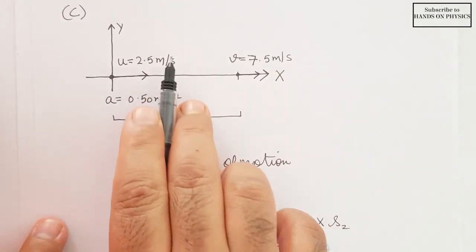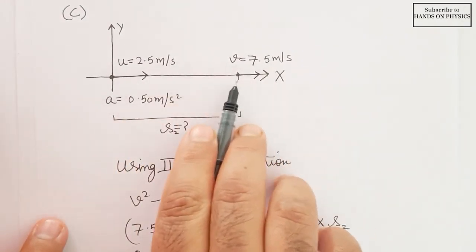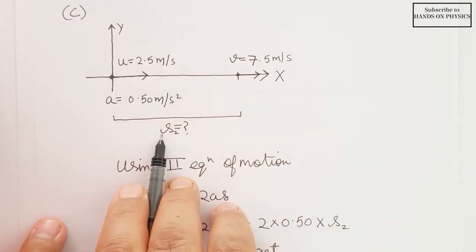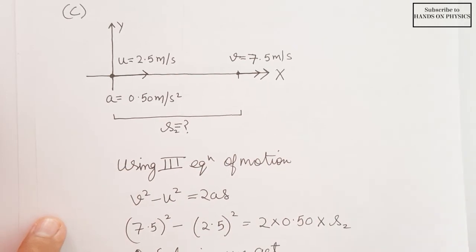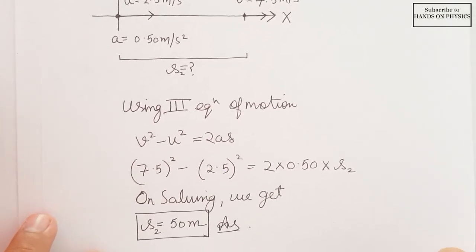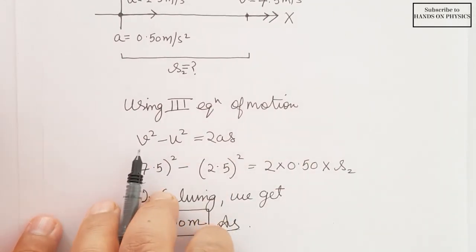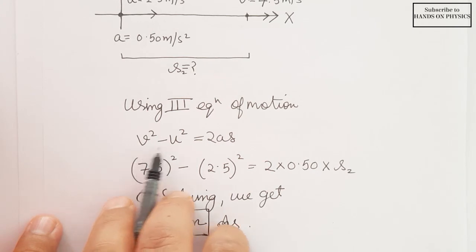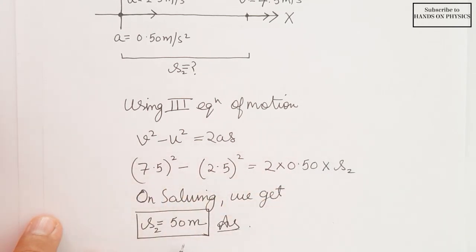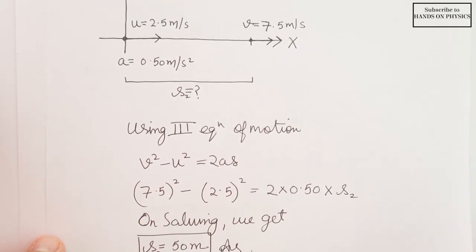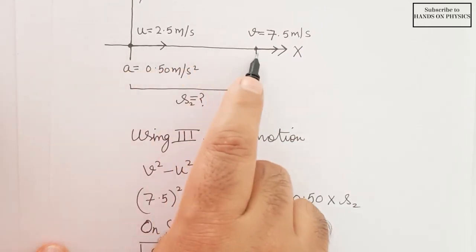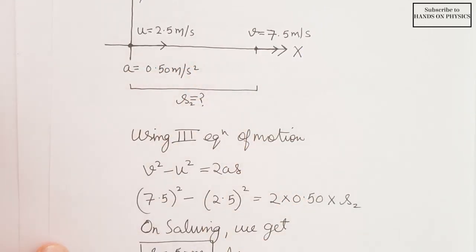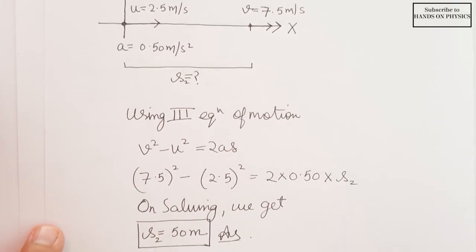What is given? Again this is given. Final velocity is this. Time I already calculated. Displacement s2 I have written. This I have to calculate with the acceleration, which is the same 0.50 meter per second square. So I'll use the third equation of motion, v square minus u square equals 2as. Displacement is 50 meters. I can also use the second equation of motion because I have calculated the time from here to this position. So we can do this by the second equation of motion also.